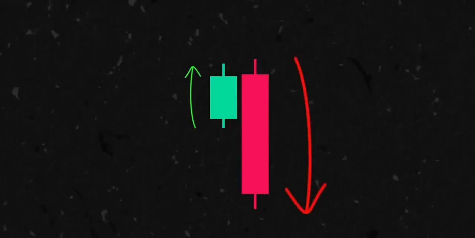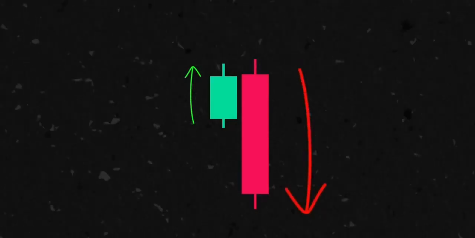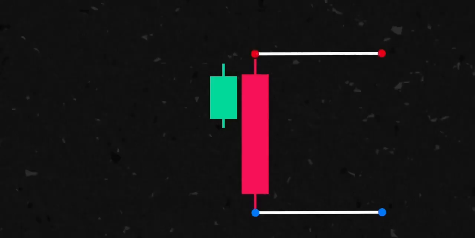The sellers traveled a lot of distance compared to the buyers. Hence, the sellers have now grabbed control of the markets. So we can place a sell trade below the low of this candle, and we can set our stop loss above the high.